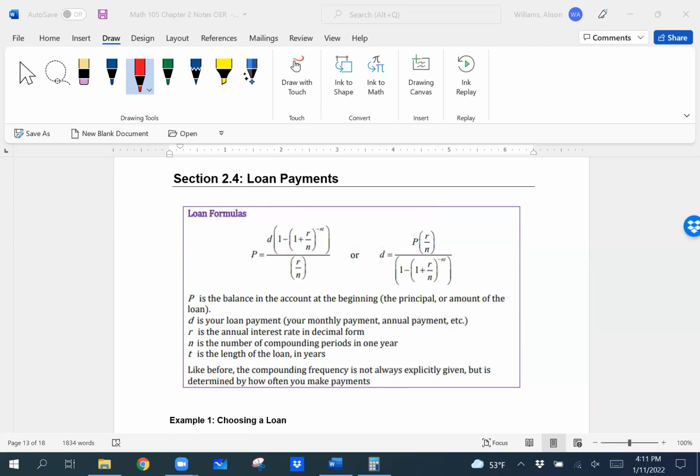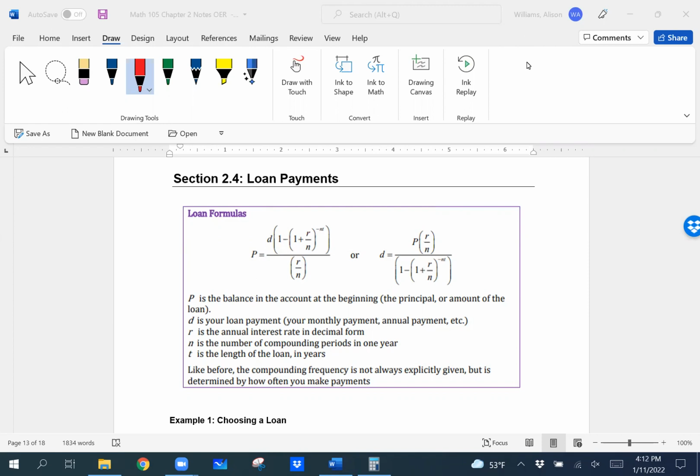In this video, we're going to go over loan payments. Similar to what we did in the previous section, we're going to introduce formulas that include the idea that we're going to make a monthly payment. I suppose it doesn't have to be monthly, but usually it is monthly for a loan. So here are our two formulas using all the same variables we've seen.